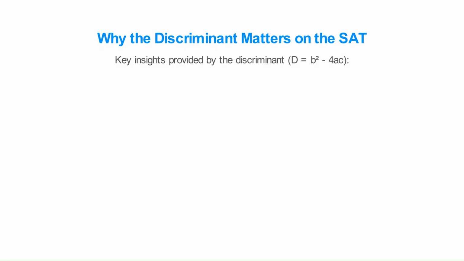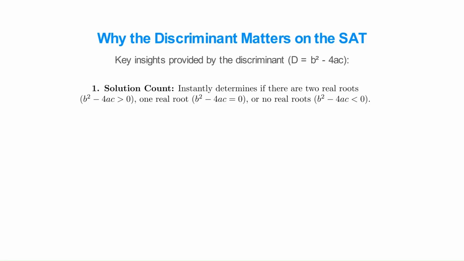Understanding the discriminant of a quadratic equation is a practical way to save time and prevent calculation errors. Instead of fully solving a quadratic equation, analyzing the expression b squared minus 4ac allows you to systematically extract key properties of the equation's solutions. First, the discriminant directly determines the number of real solutions. Rather than factoring or completing the square, evaluating the sign of the discriminant tells you immediately if the equation has two distinct real roots, exactly one real root, or no real roots at all.